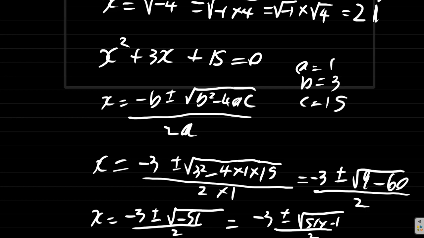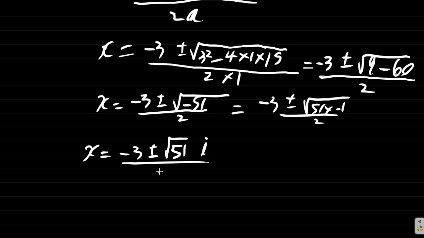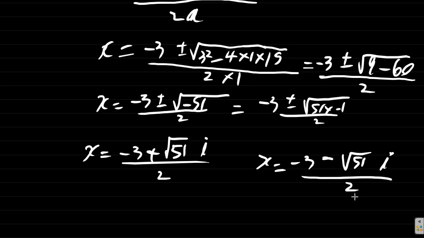So what you would have here is x is equal to negative 3 plus or minus square root of 51 i over 2. We could separate them, one being plus, and the other x is negative 3 minus the square root of 51 i over 2, because we have imaginary roots here, right?